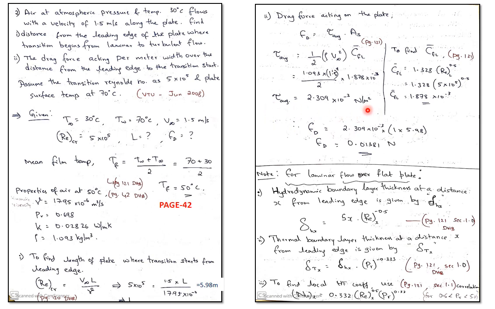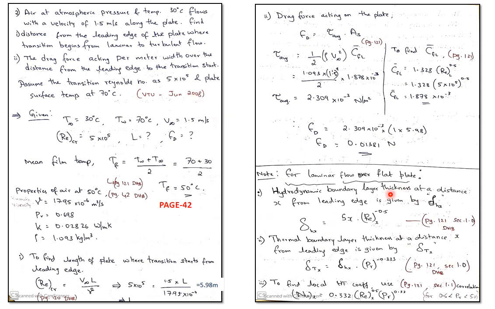Once you get the value of tau average, the drag force is nothing but shear stress into AS. What is AS? Area, so length into breadth. What is the length here? 5.98. Just substitute 5.98 into 1, and there you will get the drag force. So this completes the problem.